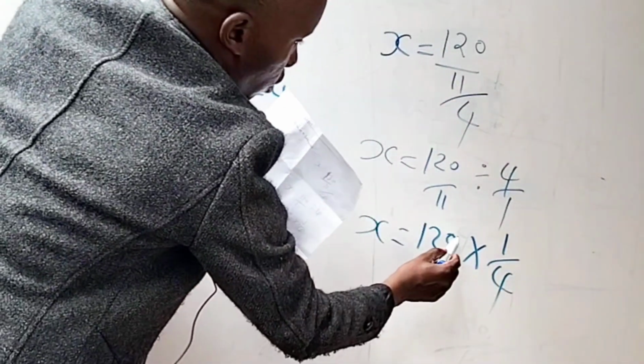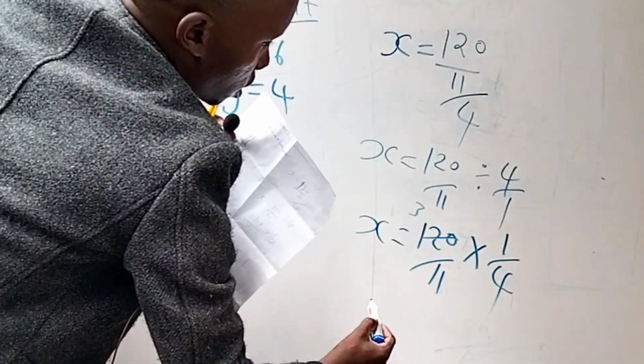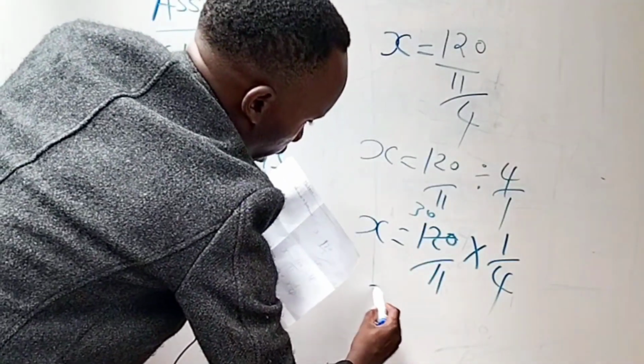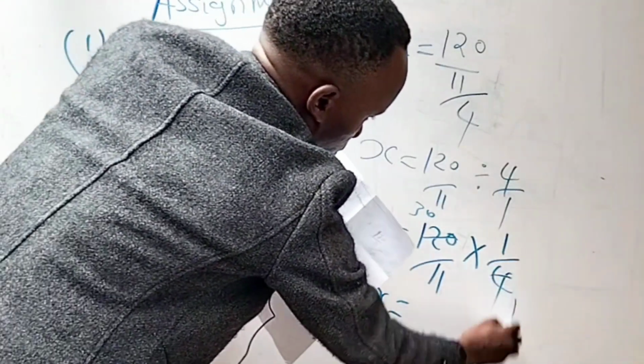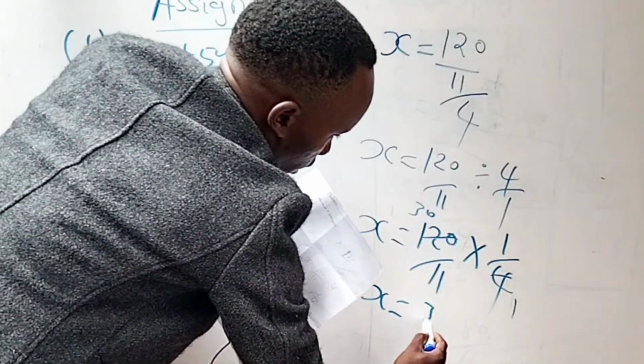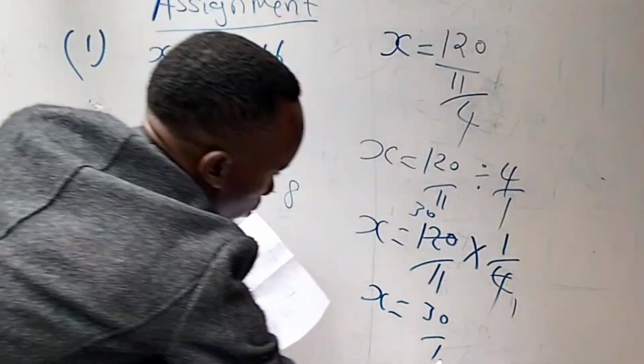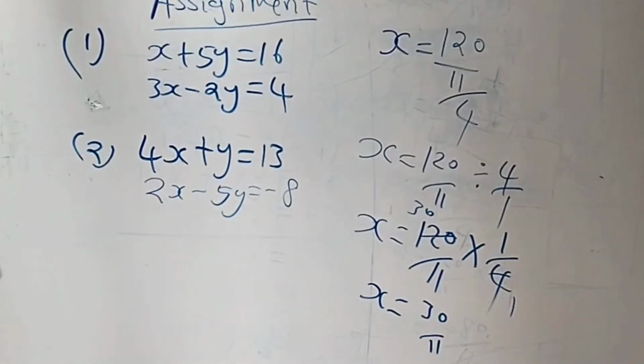This 4 will cancel here. How many times? 30. Therefore x will be equal to 30 over 11. X will be equal to 30 over 11.